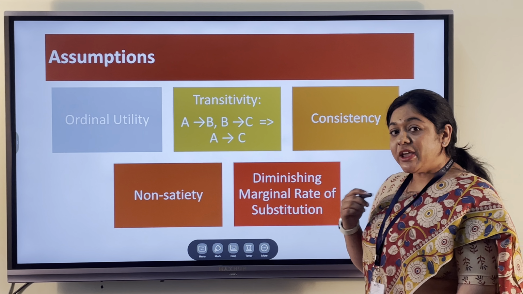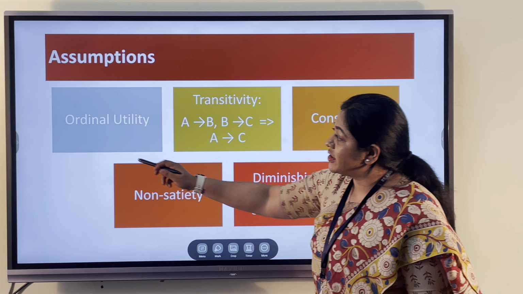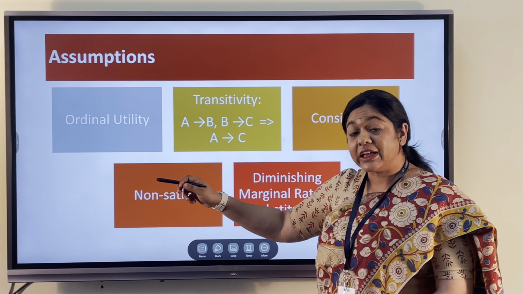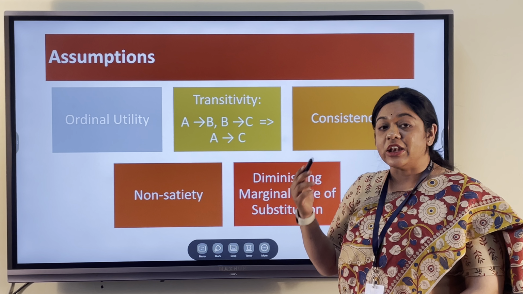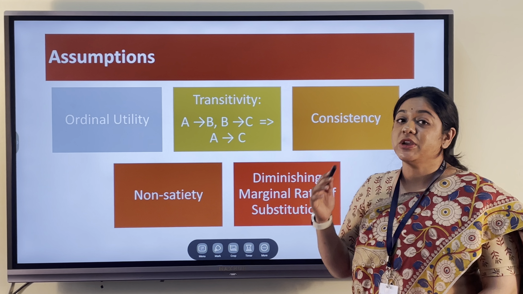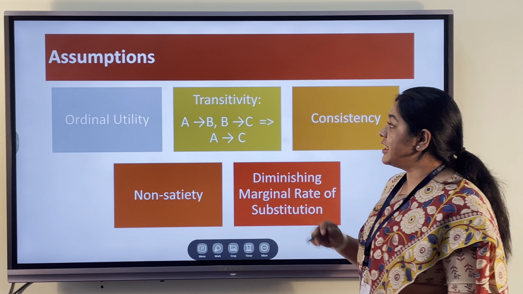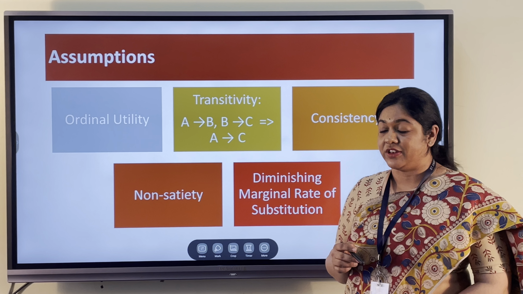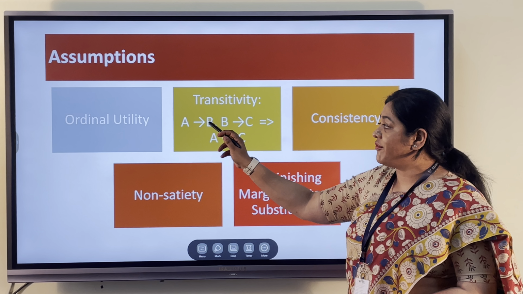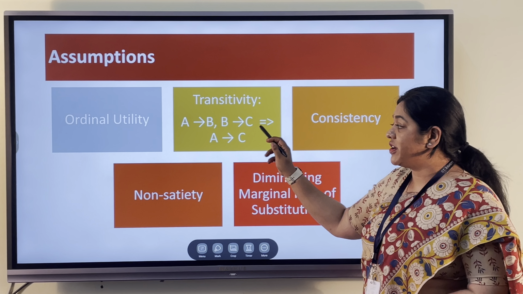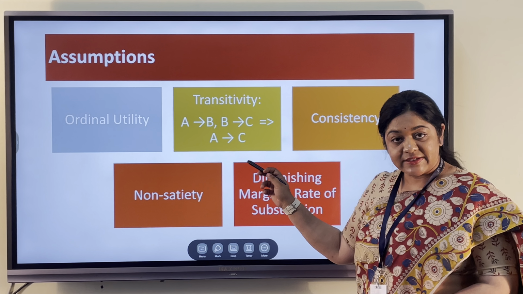So, coming to the indifference curve analysis, we have certain assumptions. The first assumption is the ordinal utility, which assumes that utility cannot be measured, rather it can just be ranked or ordered according to preference. Second is the assumption of transitivity. The assumption of transitivity says that if a consumer prefers A over B and B over C, then automatically the consumer is going to prefer A over C.